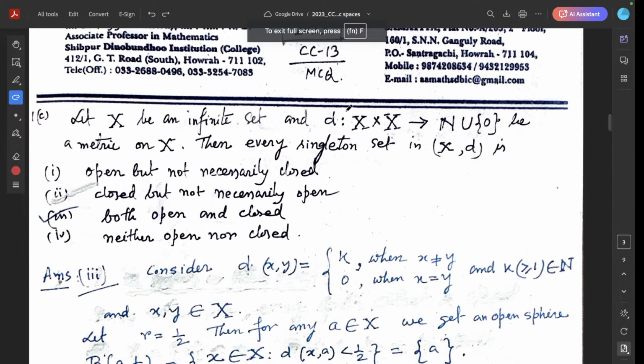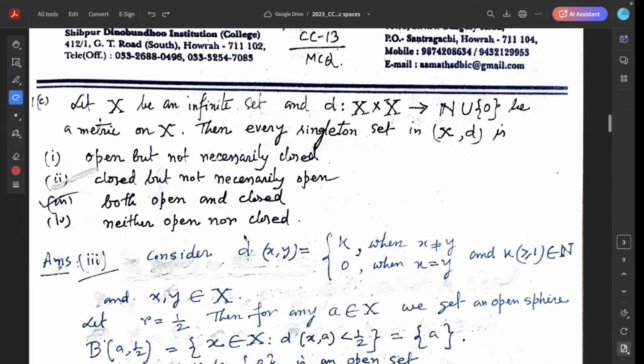Actually, by this definition, the metric d on X × X, we consider d(x, y) = k when x is not equal to y, and d(x, y) = 0 when x equals y, where k is greater than or equal to 1 and belongs to the set of natural numbers N, and x, y belong to the set X. Actually, this metric is the discrete metric on this infinite set X.